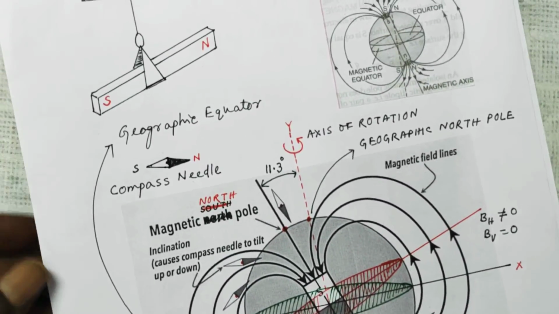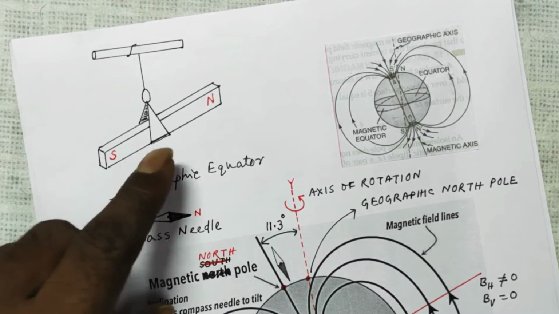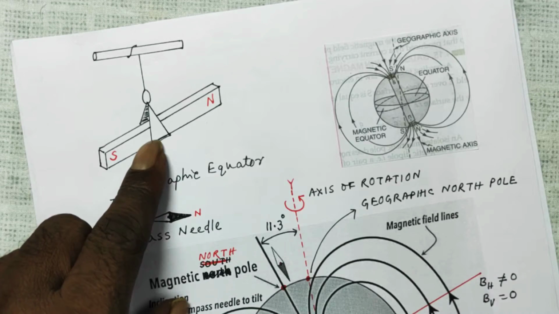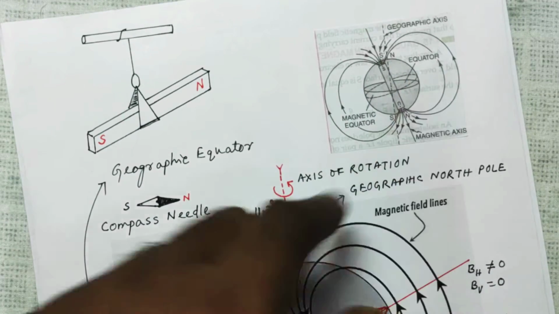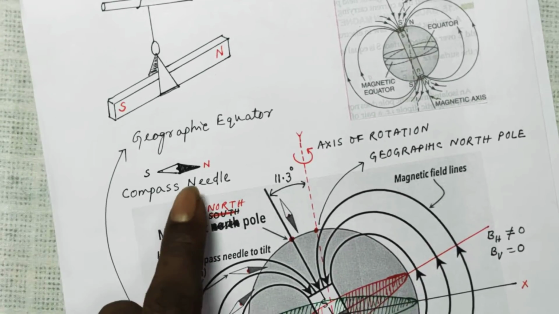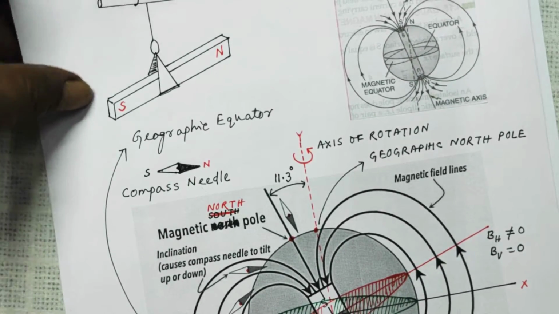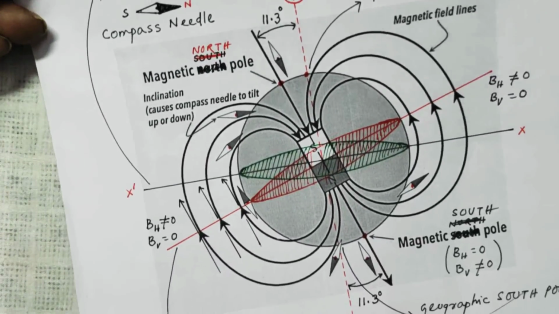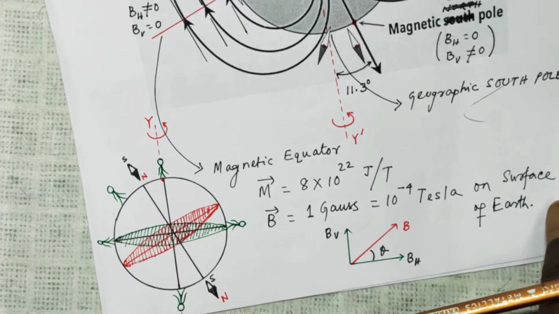So first of all, have a look at these diagrams. This is a freely suspended bar magnet. This also I'll explain. This is a magnetic needle or a compass needle, and have a look at it, then I will explain.